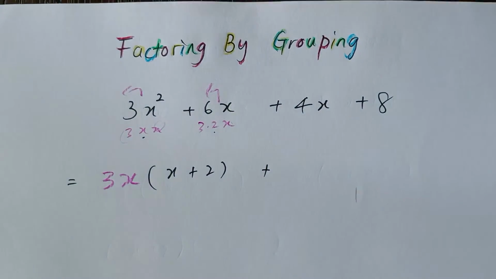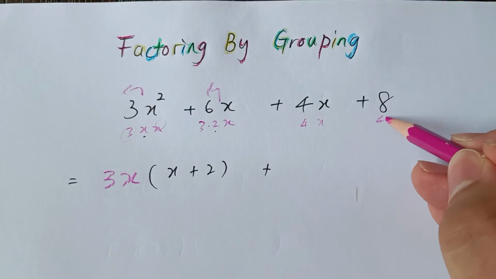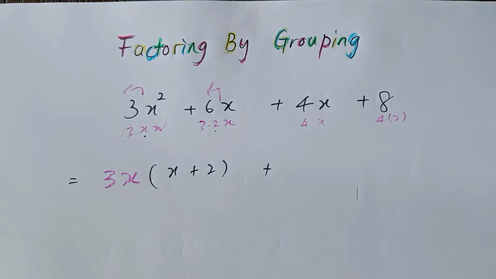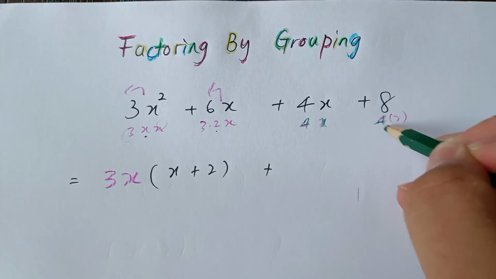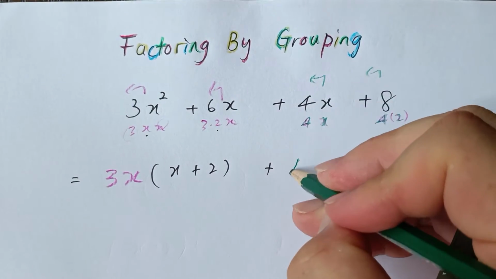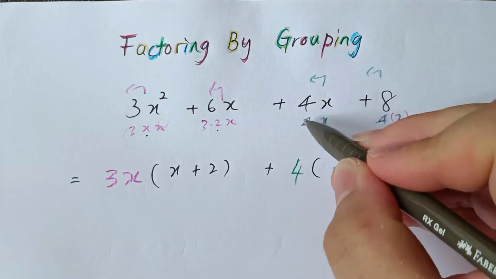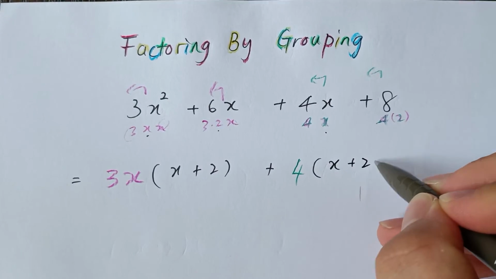On the other side, I can see a 4 times x, and this 8 is actually 4 times 2, right? So I can take out the 4. What is left behind? Taking the 4 out, it leaves x, and then taking out the 4, it leaves 2.